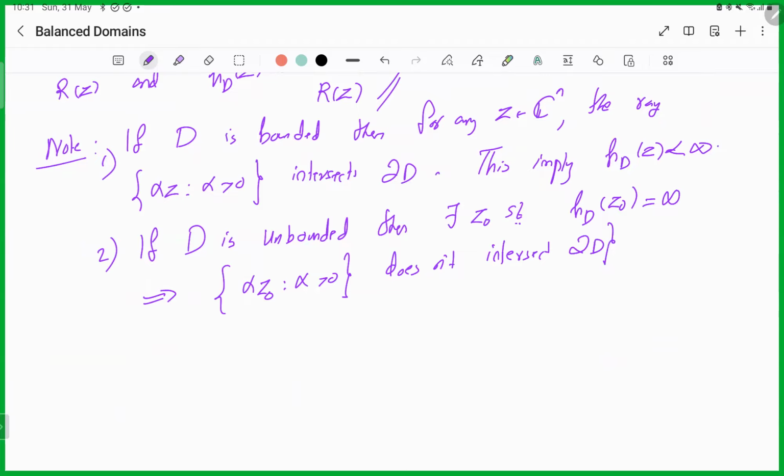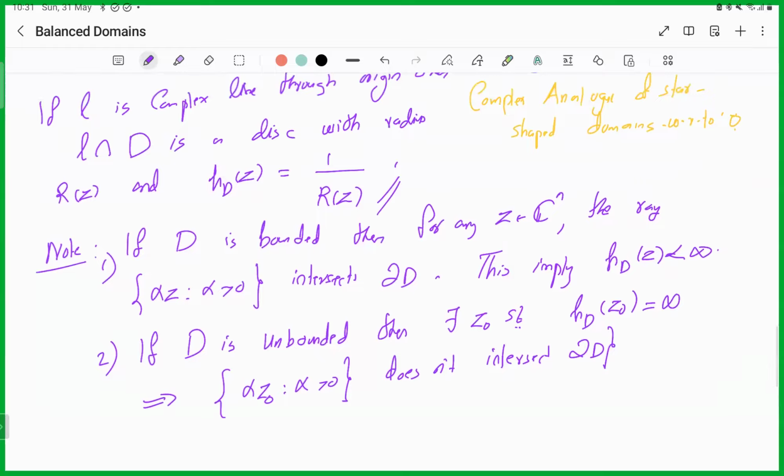In such a case, it is surely infinity, because t is increasing. This goes to infinity, alpha goes to infinity, but alpha does not belong to it.